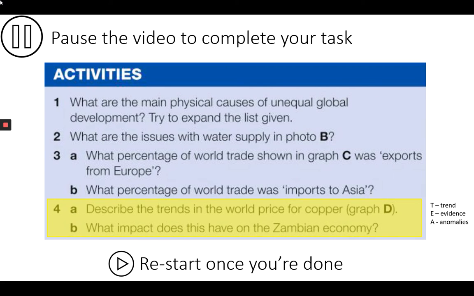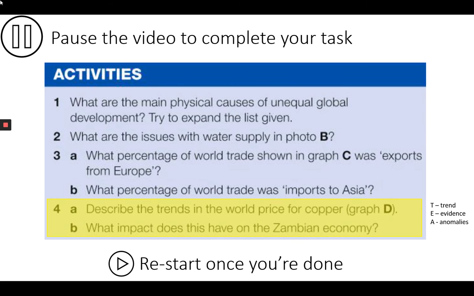Activity 4A and 4B are connected, but they have very different requirements. 4A is very much a skills question and doesn't really include any geographical content at all. Consider using the T acronym shown on the right when describing Graph D on page 203. That is, describe the trends, quote the evidence of that trend and comment on the anomalies. It's a good idea to write a line graph description in chronological order, so starting in 2000 and finishing in 2014, but don't overdo the detail.